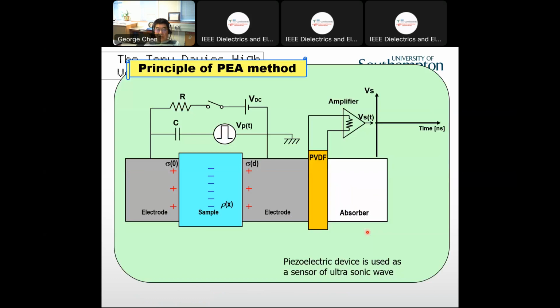So here we are using this again. In the first case, if we have some space charge in the sample, it will induce charge on the two electrodes. Now if we apply the pulse field here, it will produce a force, and the charge will experience that force. This force will make the material move, and that will launch an acoustic wave. This acoustic wave will travel through the sample and reach the sensor, and then we will be able to measure it. That's the principle of the PEA method.